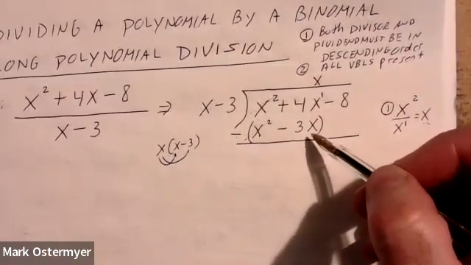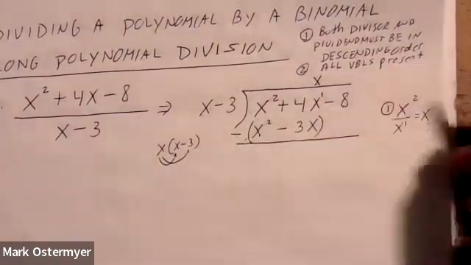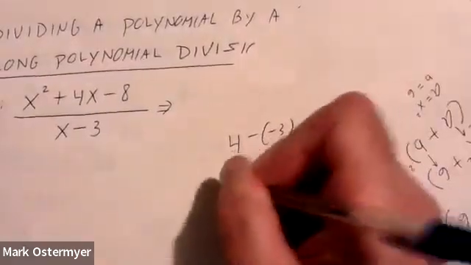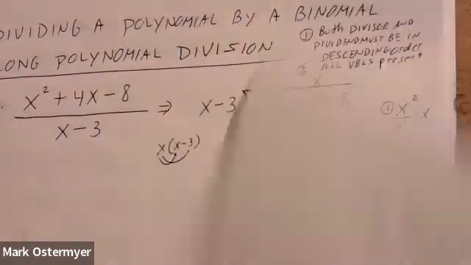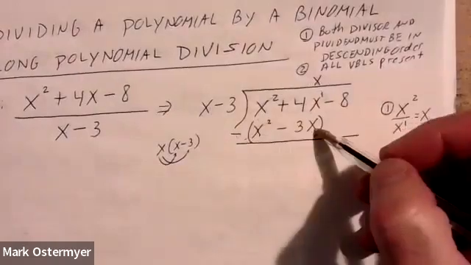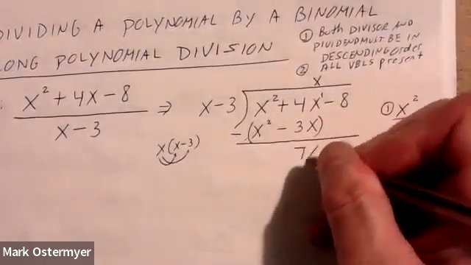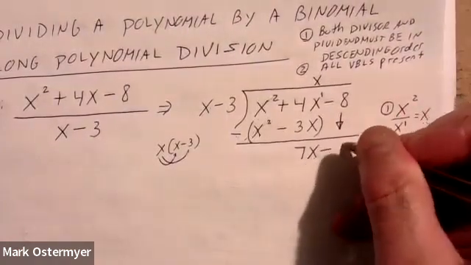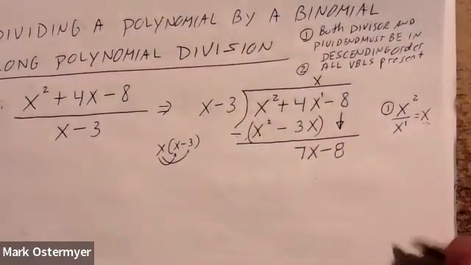If nothing else, what's going to get you when you do this is sign mistakes. So be careful of your signs. What's 4 subtract a negative 3? 4 minus a negative 3 is really 4 plus 3, which is really what, 7? Everybody see that there? So 4x subtract a negative 3x is going to be 4x plus 3x, which is 7x. Drop down the next term as we set ourselves up for round 2 of division. You got to drop the minus 8 down. And now we're ready for round 2 of division.